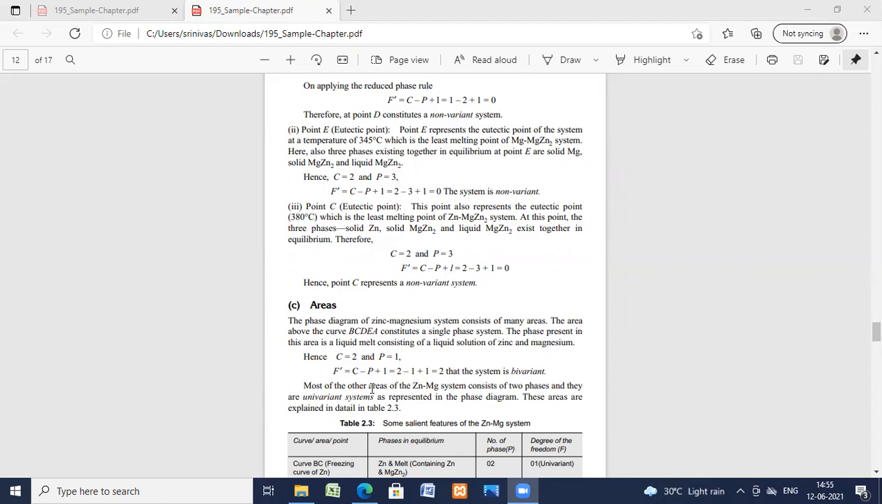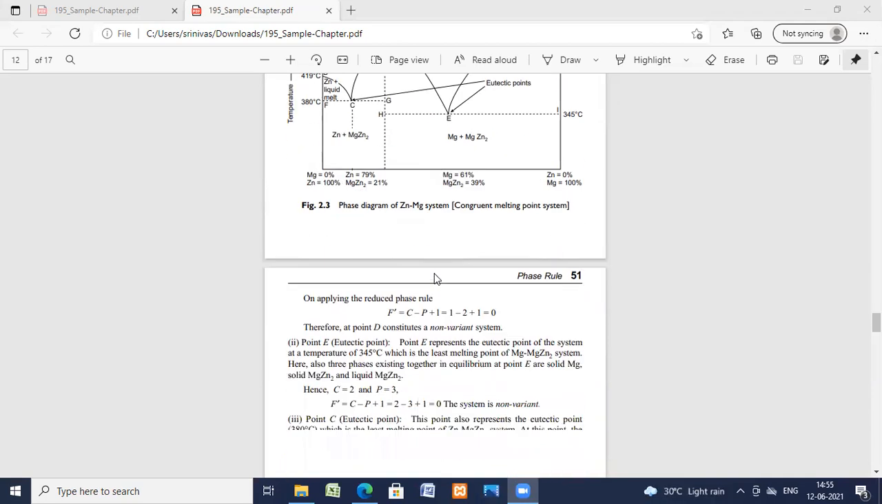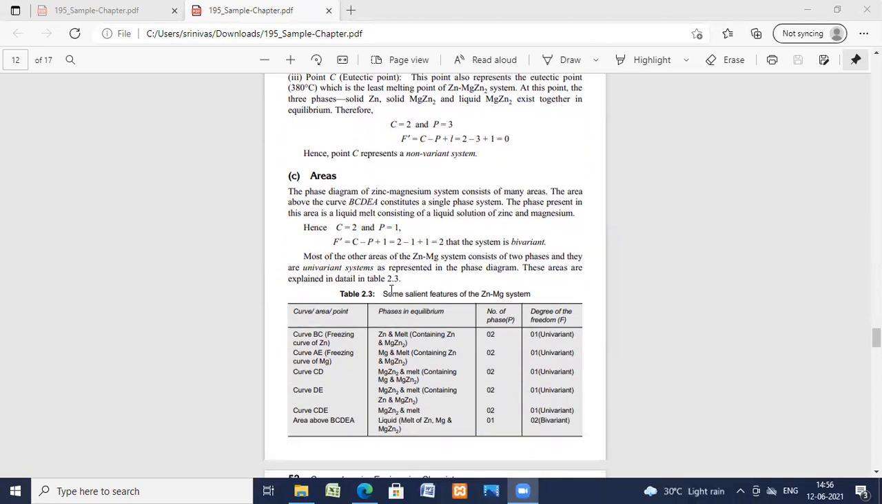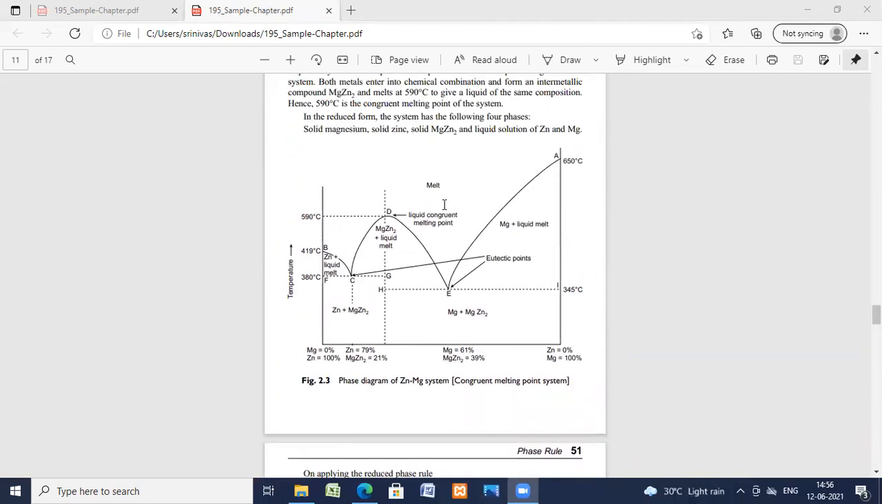So for the other areas of the zinc magnesium system, they have two phases, all the areas, and the number of components is also 2. So for all these areas, P is 2 and C is 2. Therefore, F prime is equal to C minus P plus 1, 2 minus 2 plus 1, it is 1. So in all these areas you get a univariant system. I'm repeating, for this complete area above, you get a bivariant system. C is 1, P is 1.